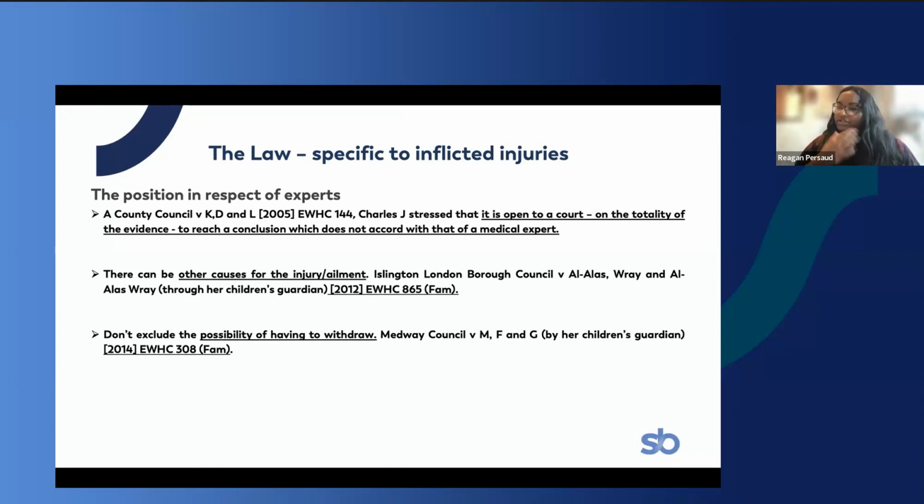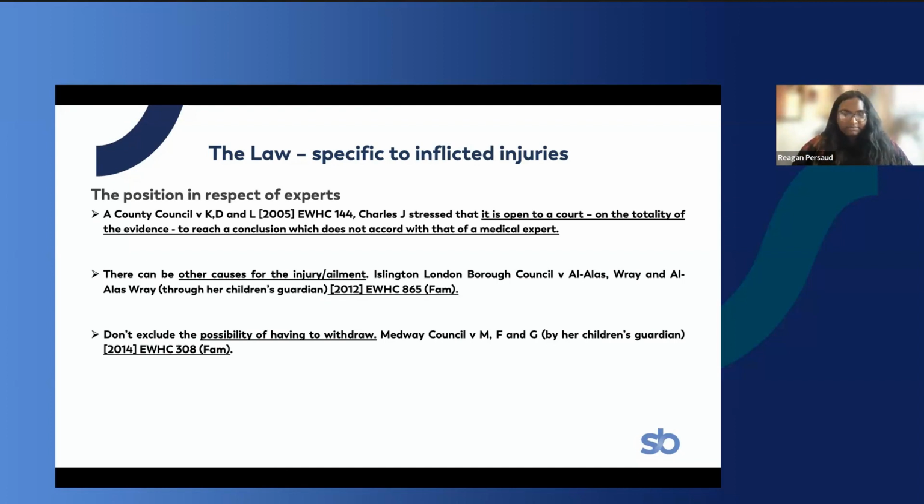So just be conscious of that, and be conscious of when experts' reports come in, if, for instance, an expert is saying, I actually think the parents might be right and it could have happened like that, and you have nothing else, i.e. no propensity to injure a child, no sort of history of neglect or anything like that to say this could have been something more sinister, there might have to be the cases where you withdraw. So I've put there, don't exclude the possibility of having to withdraw.